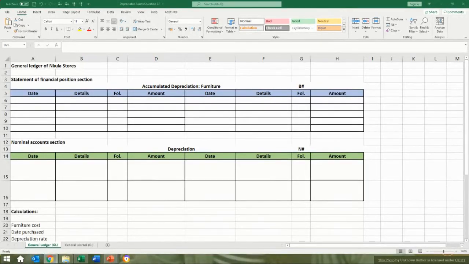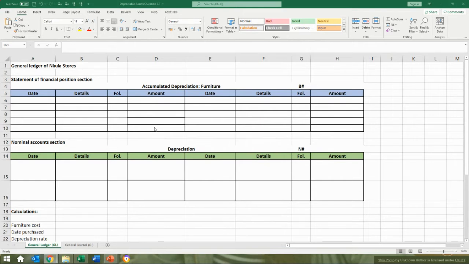Okay, so let's see what they actually wanted you to do. When they ask you to prepare a depreciation and accumulated depreciation account in your general ledger, it is your T account, okay? So I've already done the format of what your T account would look like. You have your debit and your credit side, and you've got your date, details, your folio number, your amounts. Okay, so they want you to prepare a general ledger account.